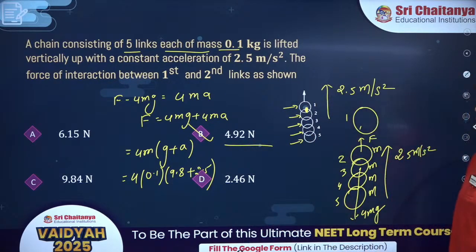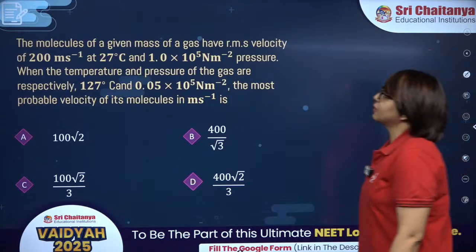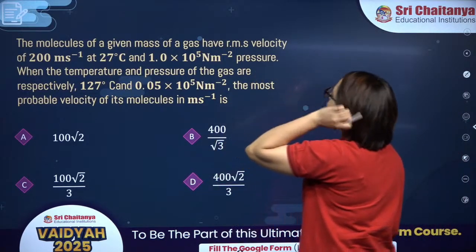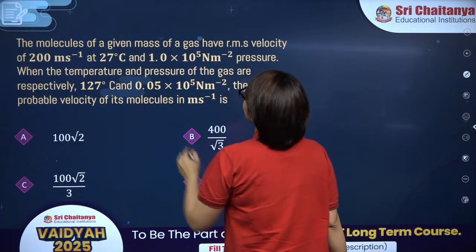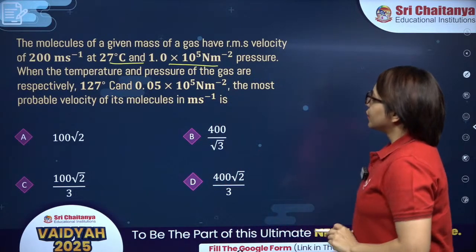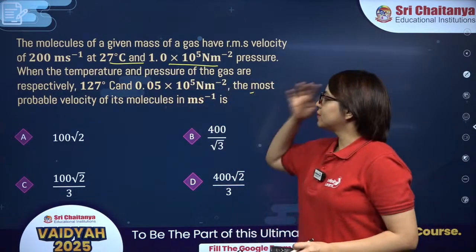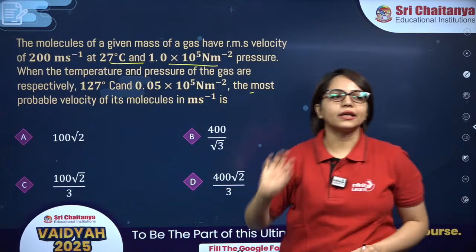Alright, chaliye. Let's try this one. The molecules of a given mass of a gas have RMS velocity of 200 at 27 degrees Celsius and this much pressure. When the temperature and pressure of the gas are this and this respectively, the most probable velocity of its molecule in meter per second is.